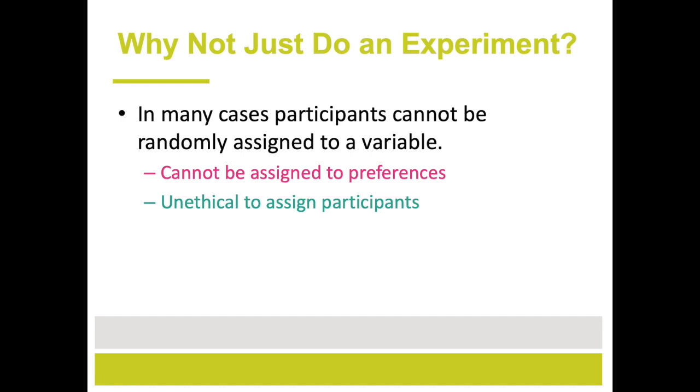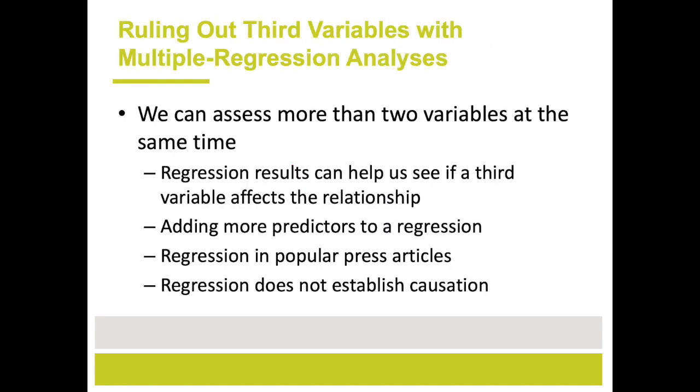So this is going to happen sometimes where you either can't, because you can't assign someone their preferences, or it's just unethical to assign participants to do something that could be damaging. Longitudinal designs are really good. But even in those designs, you still have issues of ruling out third variables.